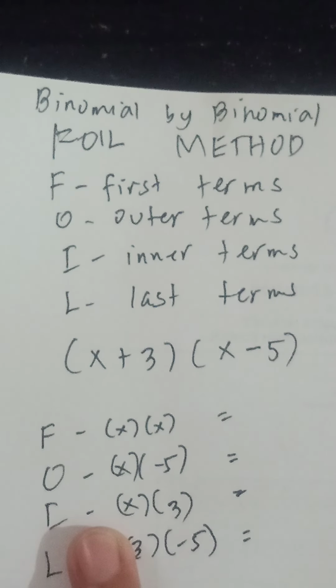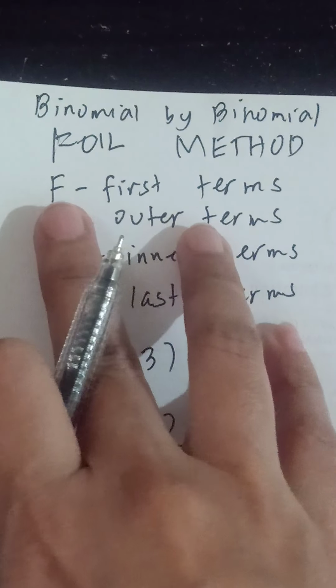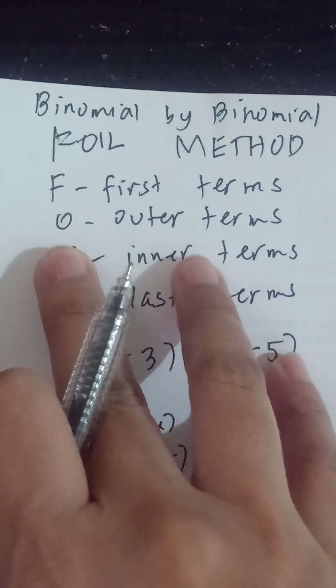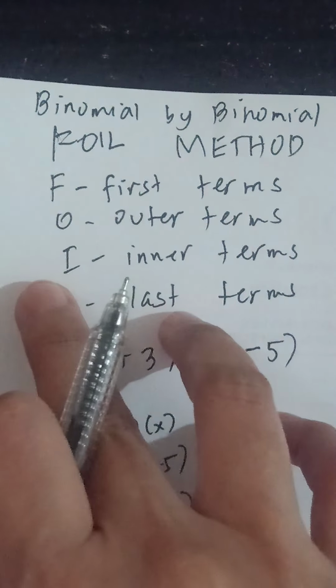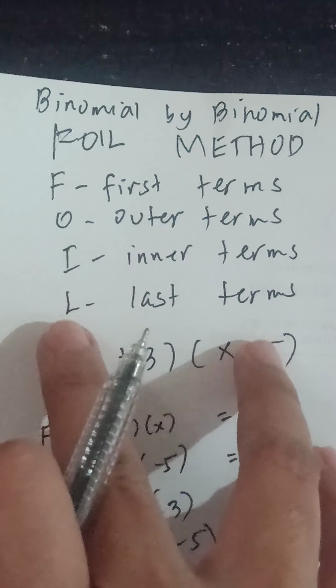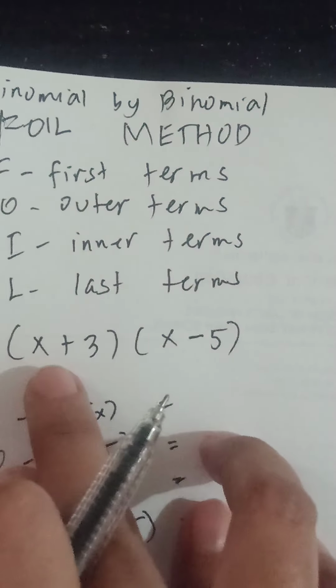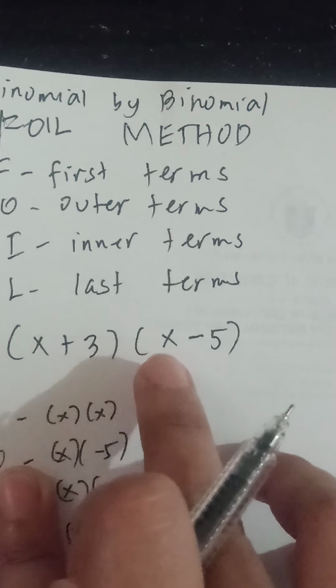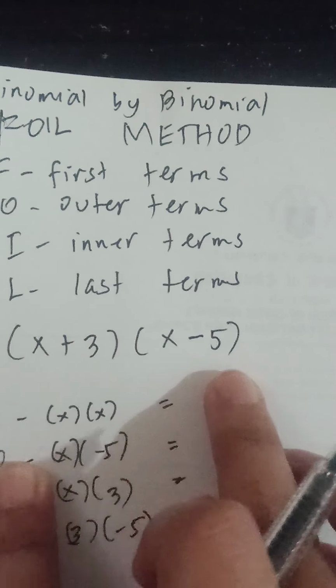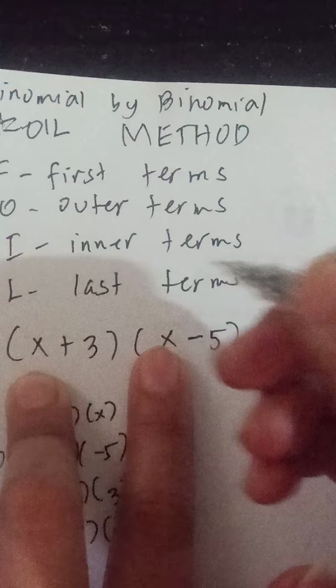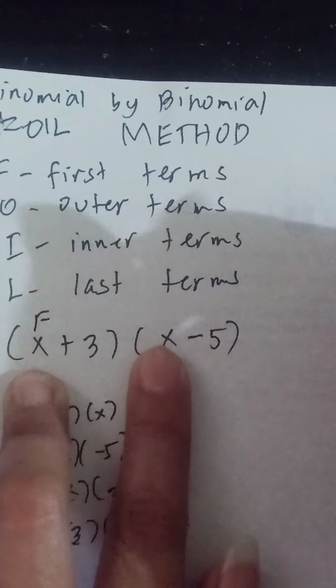Multiplying binomial by binomial, we are using the FOIL method. FOIL method means F stands for first terms, O stands for outer terms, I stands for inner terms, and L stands for last terms. In the expression x plus 3 multiplied by the quantity of x minus 5, x and x are what we call the first terms.